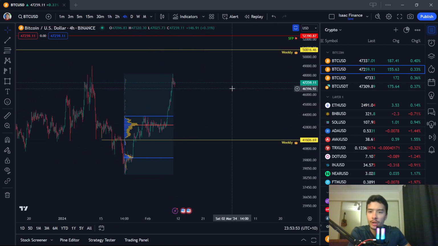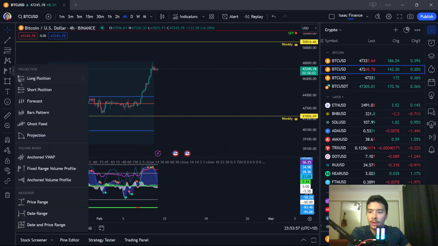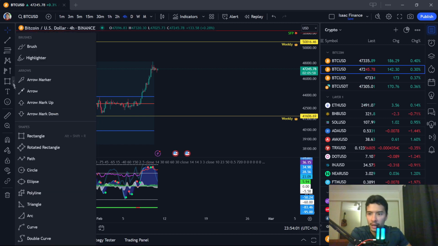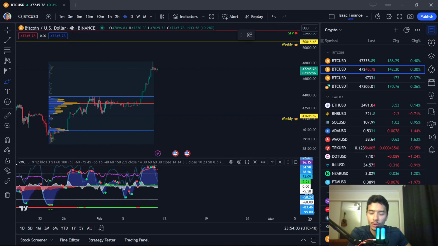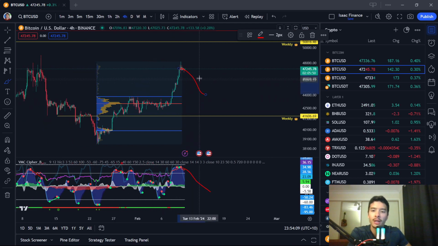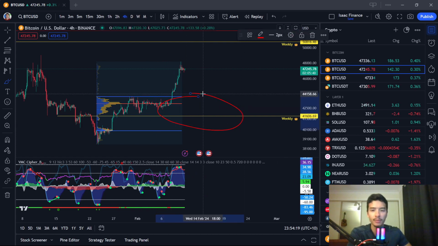But for a potential long opportunity, I'm going to be looking for a rollover with the market cipher or any indicator, MACD, RSI, anything of your choice. It would look something like this, which should bring price somewhere around 44-ish. It doesn't matter the exact price, but what we're looking for is that volume to come down. And then I would be looking for potential buys around here.